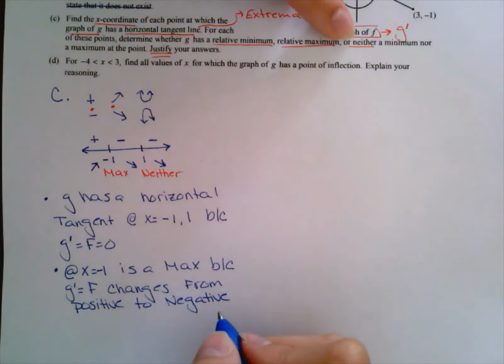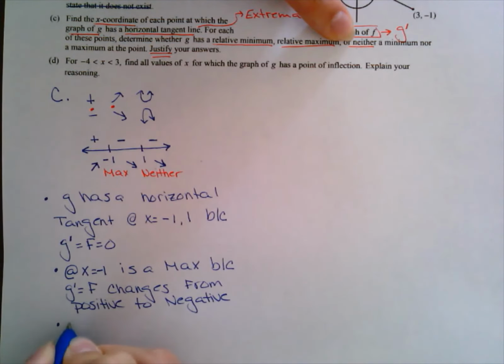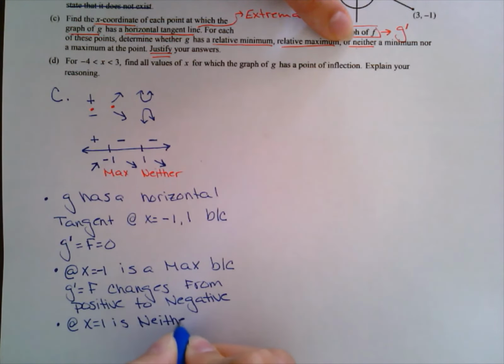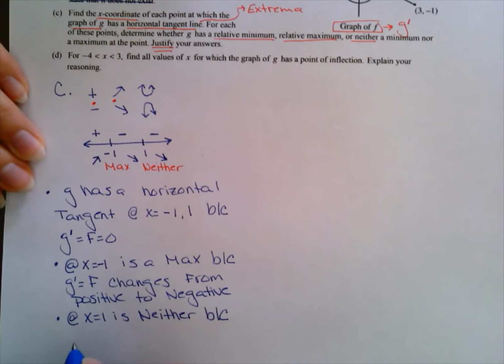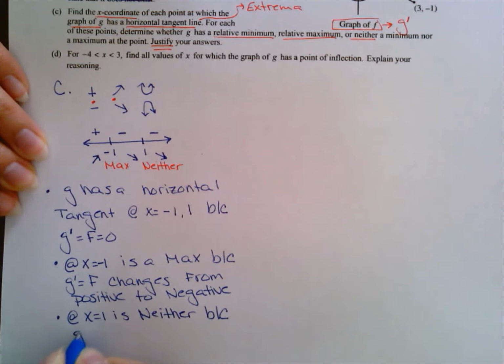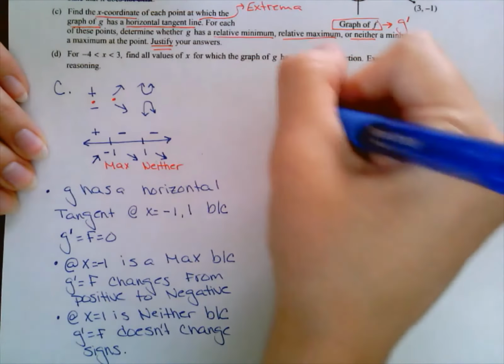And then lastly, they did also tell us to mention if there's a neither. So we'll say x equals 1 is neither because G prime, which is f, doesn't change signs. Alrighty, and that's it for part C. Now let's look at part D.